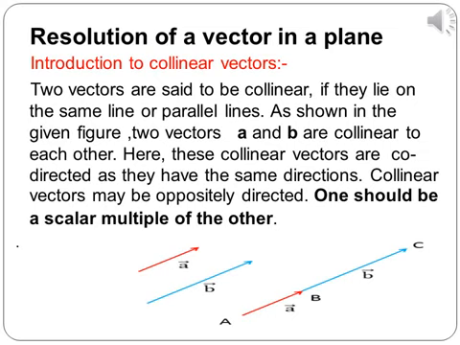What are collinear vectors? Two vectors are said to be collinear vectors if they lie on the same line or parallel lines. As shown in the given figure, two vectors, vector A and vector B, are collinear to each other. Here, these collinear vectors are co-directed as they have the same directions. Collinear vectors may not always be in the same direction; they may be in opposite directions. You should note that one of two collinear vectors should be a scalar multiple of the other.